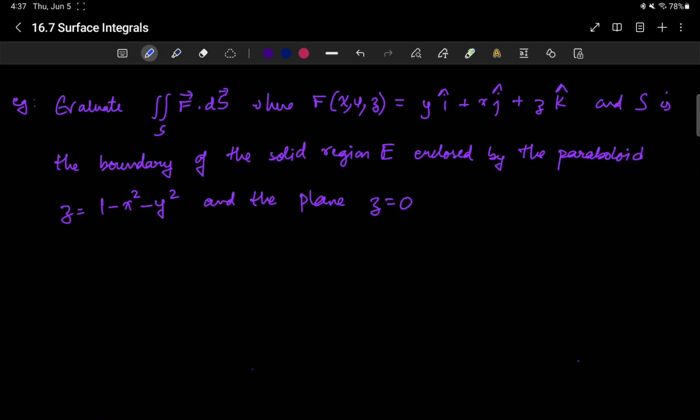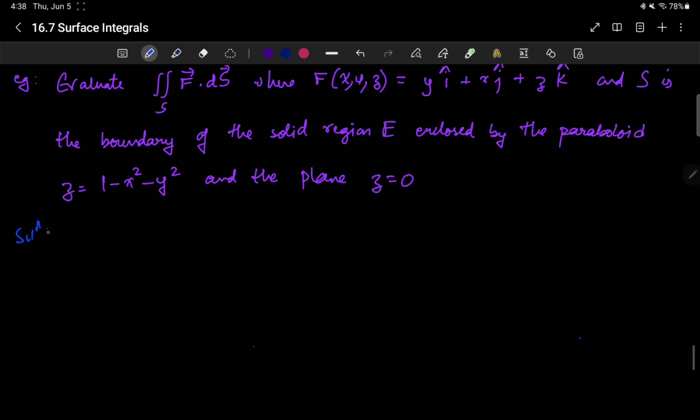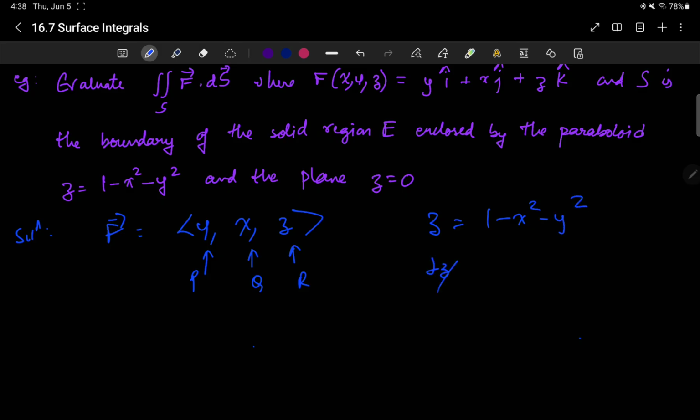Evaluate the integral of F dot dS, where the field is given by y, x, z, and S is the boundary of the solid region E enclosed by the paraboloid z equals 1 minus x squared minus y squared, and the plane z equals 0. So here we can use what we just saw, because this field is given by y, x, z, which act as P, Q, R, although we do not necessarily have to use the result. You can also do it step by step, which is dz over dx is negative 2x, dz over dy is negative 2y.